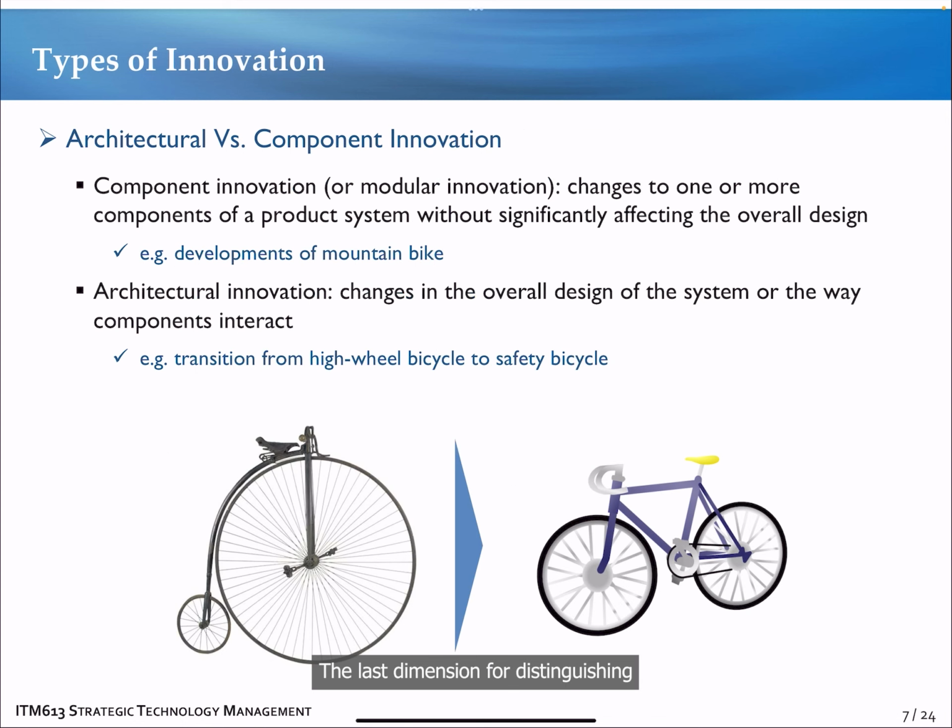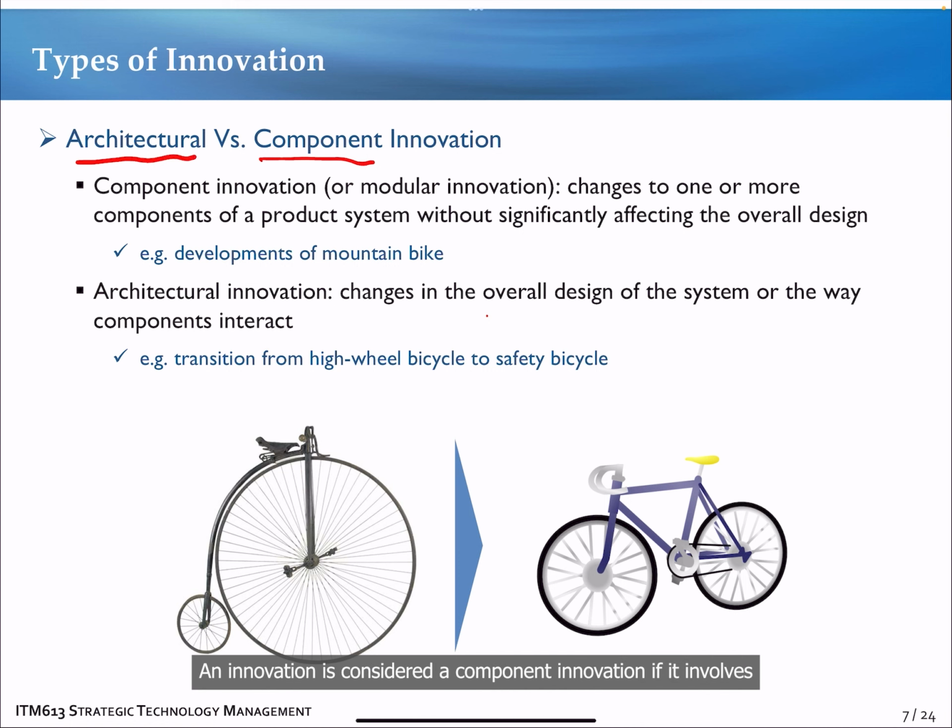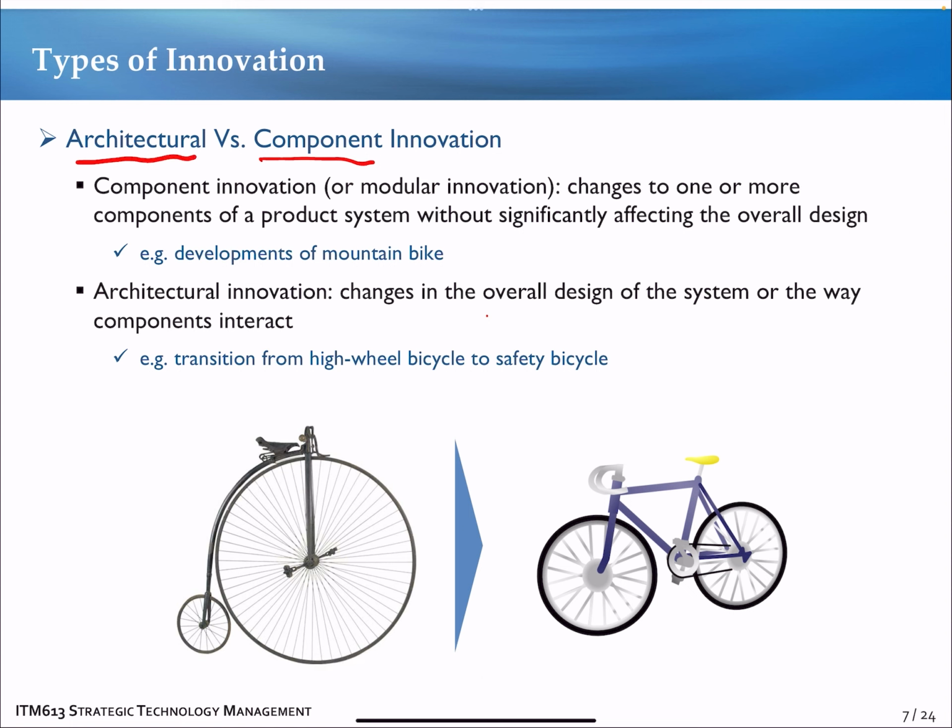The last dimension for distinguishing types of innovation is architectural versus component innovation. Most products are hierarchically nested systems, which means a product is composed of components and also a component is composed of subcomponents. So an innovation is considered a component innovation if it involves changes to one or more components of a product system without significantly affecting the overall design.